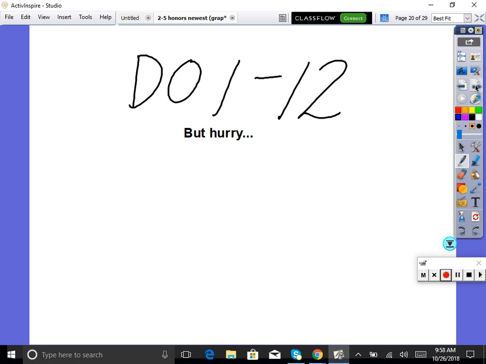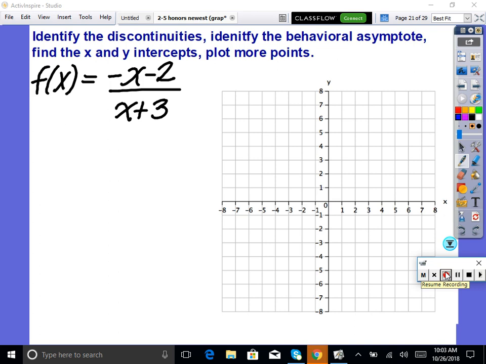Okay. So focusing. So it says graph. These are the steps you go through. All it's going to say is graph. You're going to go through and find in the same order as the front. Discontinuities if they're vertical asymptotes or holes. That's our first step. So everybody, we have discontinuities. I'll just write D for discontinuities.